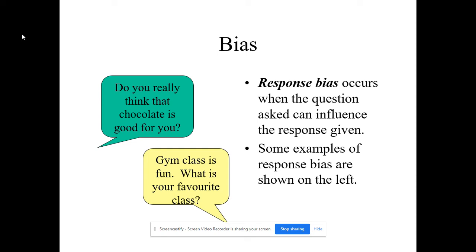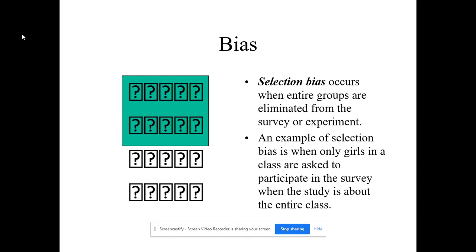So if Coca-Cola was designing a survey and said, is Coca-Cola your favorite soda? That might be response bias, instead of just saying, what is your favorite cola? and leaving the options up to the respondents. Another example is selection bias. So for example, if I wanted to know students' favorite sport, but I only asked the basketball team, that would be an example of selection bias because I'm not selecting a representative group of students.